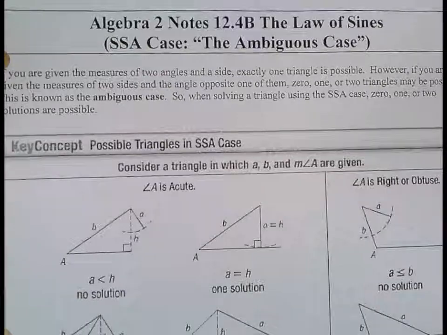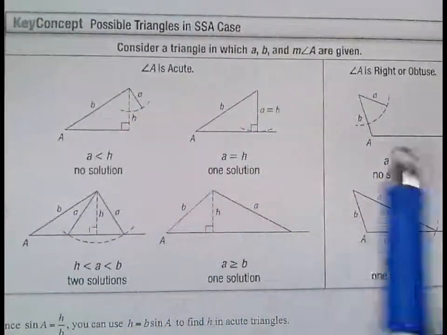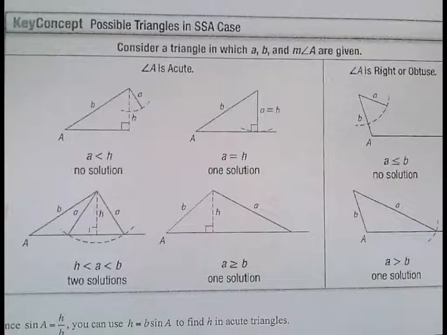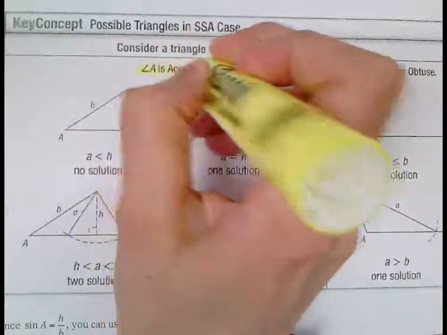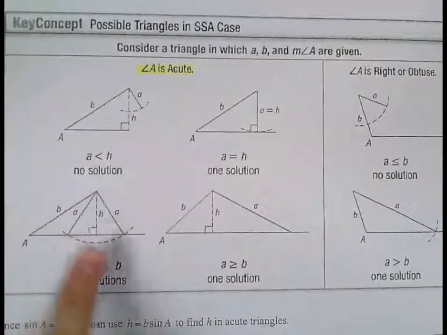So this box here, you do not have to have this information memorized, but you have to know how to use it to work with law of sines. This lays out the possibilities you have, how you know if you have 0, 1, or 2 solutions. So we're considering a triangle in which a, b, and the measure of angle A are given. In some of the examples, you will not have the triangles given to you in terms of a and b and c, but I'll show you kind of how to relate it to these formulas that are in terms of a and b.